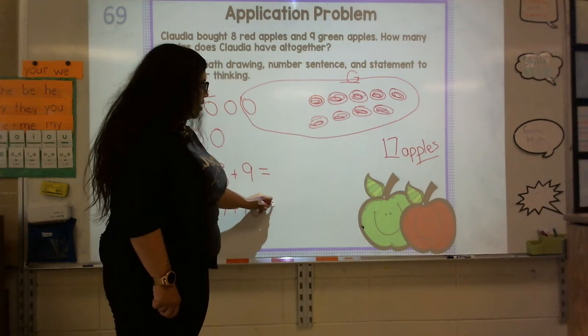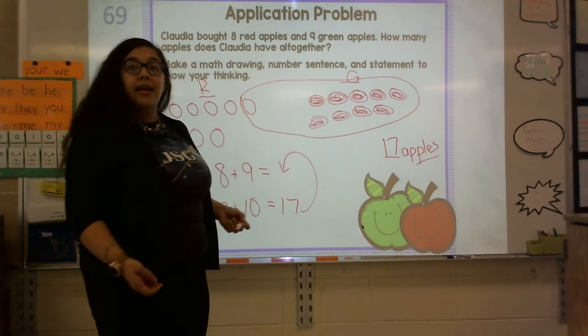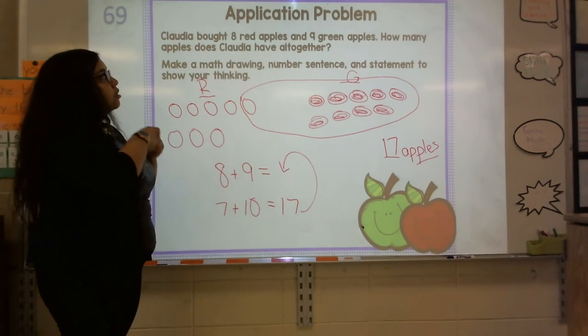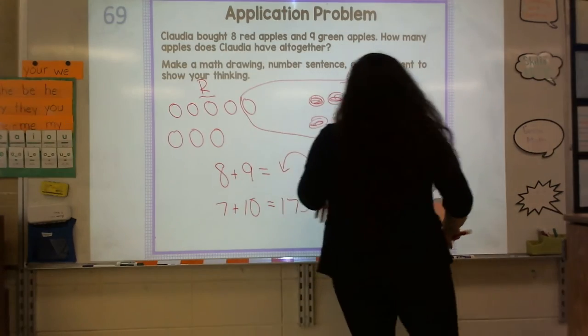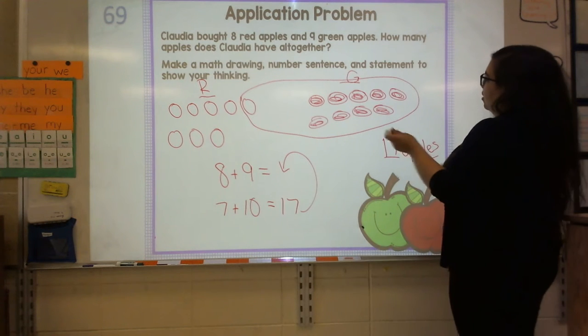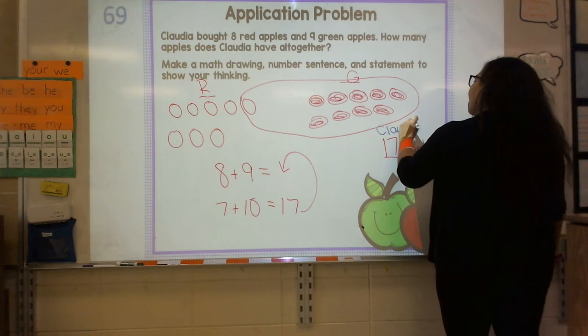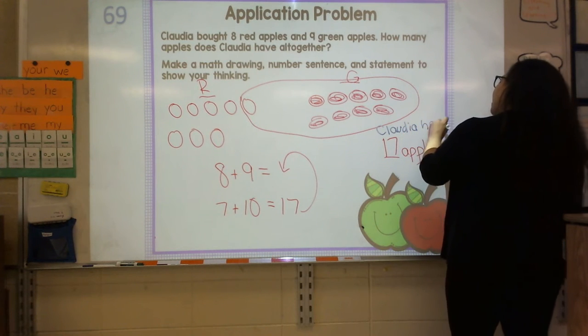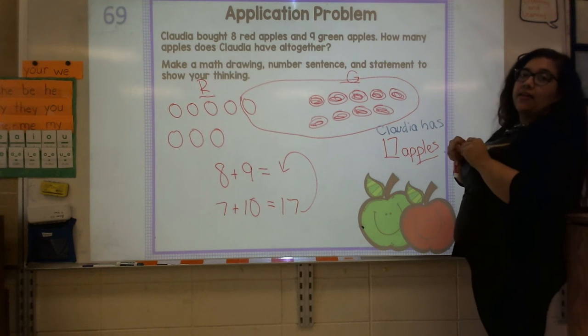And we said if 7 plus 10 equals 17, then 8 plus 9 is also 17. So if we want our complete sentence answer, we would say that Claudia has 17 apples. Claudia has 17 apples.